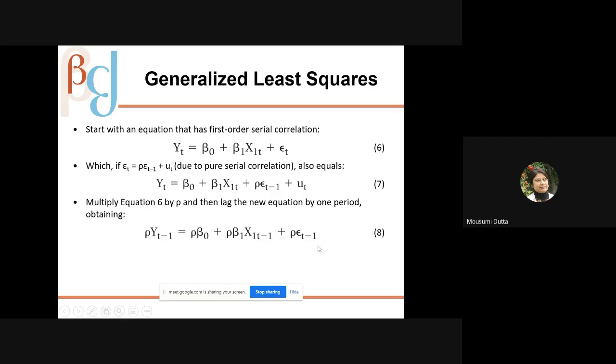Once I get equation number 8, I'll subtract equation number 8 from equation number 6. So I'll request everybody to subtract 8 from 6 and tell me what is the equation you are getting. Subtract 8 from 6 and tell me what is the format you are getting. First, tell me about the y value, the dependent value.